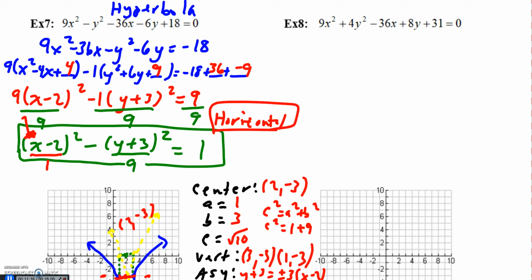The next example 8, again, let's identify what this is before we start. I look at the two squared terms. I notice that the coefficients are different, but they are the same sign, which means that this must be an ellipse. Now again, what I'd like you to do is pause the video and complete the square on your own. There is something weird with a fraction that happens on this one, so I'll come back with you in a little bit, but please try what you can now.